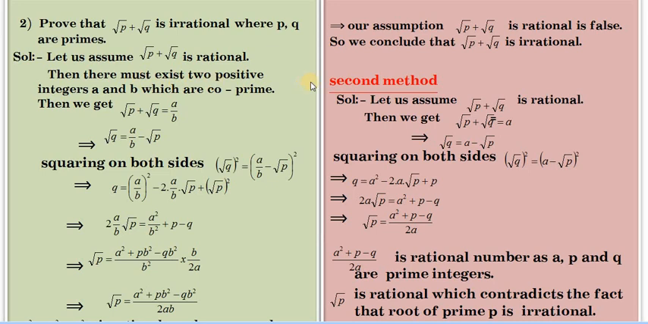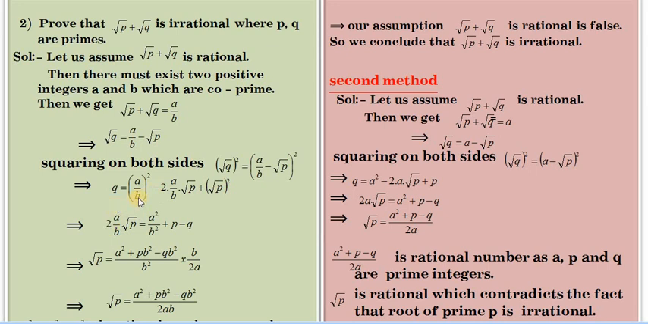Then there exist two positive integers a and b which are co-prime. That means root p plus root q is equal to a by b, where root q is equal to a by b minus root p. So squaring on both sides, root q whole square is equal to a by b minus root p whole square. Now this is the form of x minus y whole square. That is, q is equal to a by b whole square minus 2 into a by b into root p plus root p whole square.